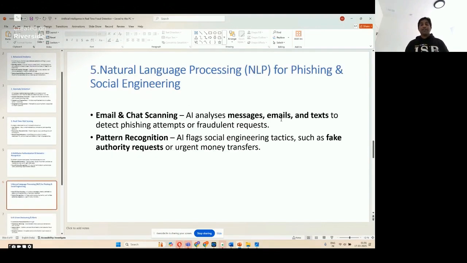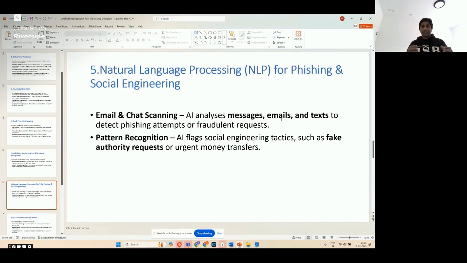Coming to the next point, it uses natural language processing for phishing and social engineering. Say, your email and chat scanning: AI analyzes messages, emails, and texts to detect phishing attempts or fraudulent requests. Coming to the next point, it's pattern recognition. AI flags social engineering tactics such as fake authority requests or urgent money transfers.